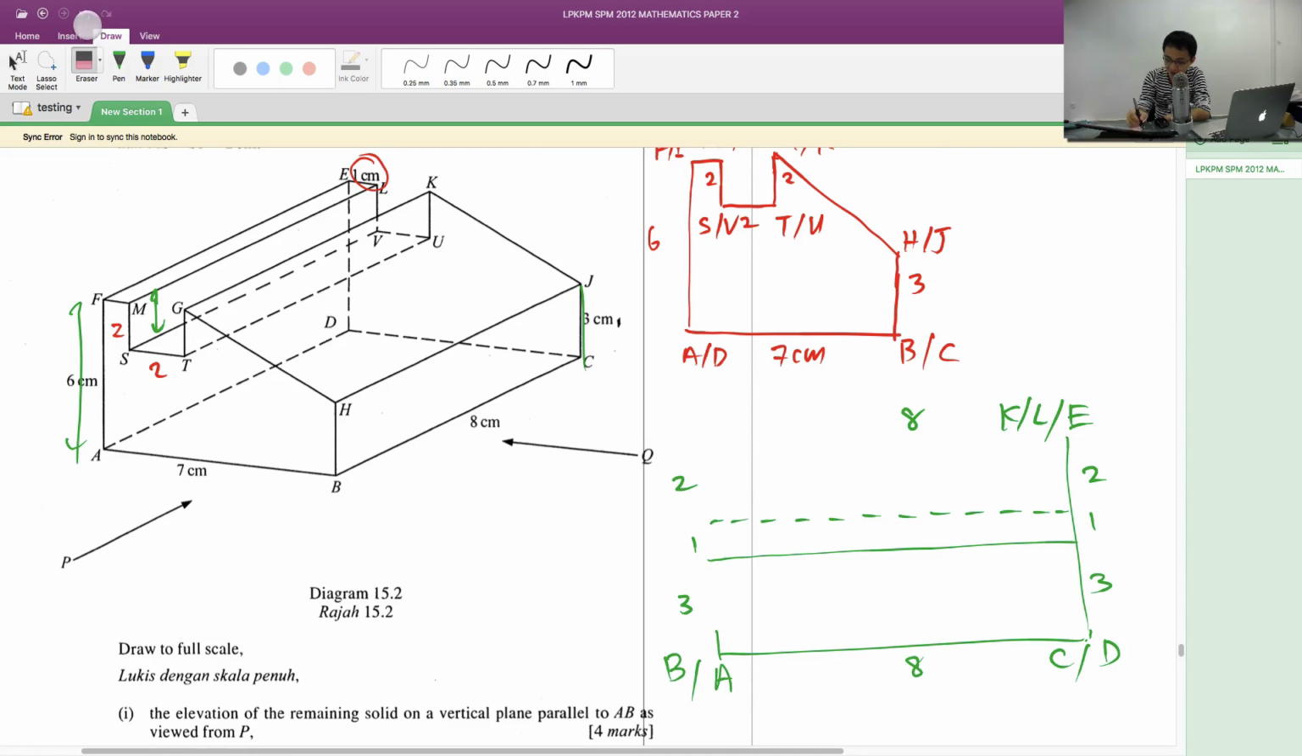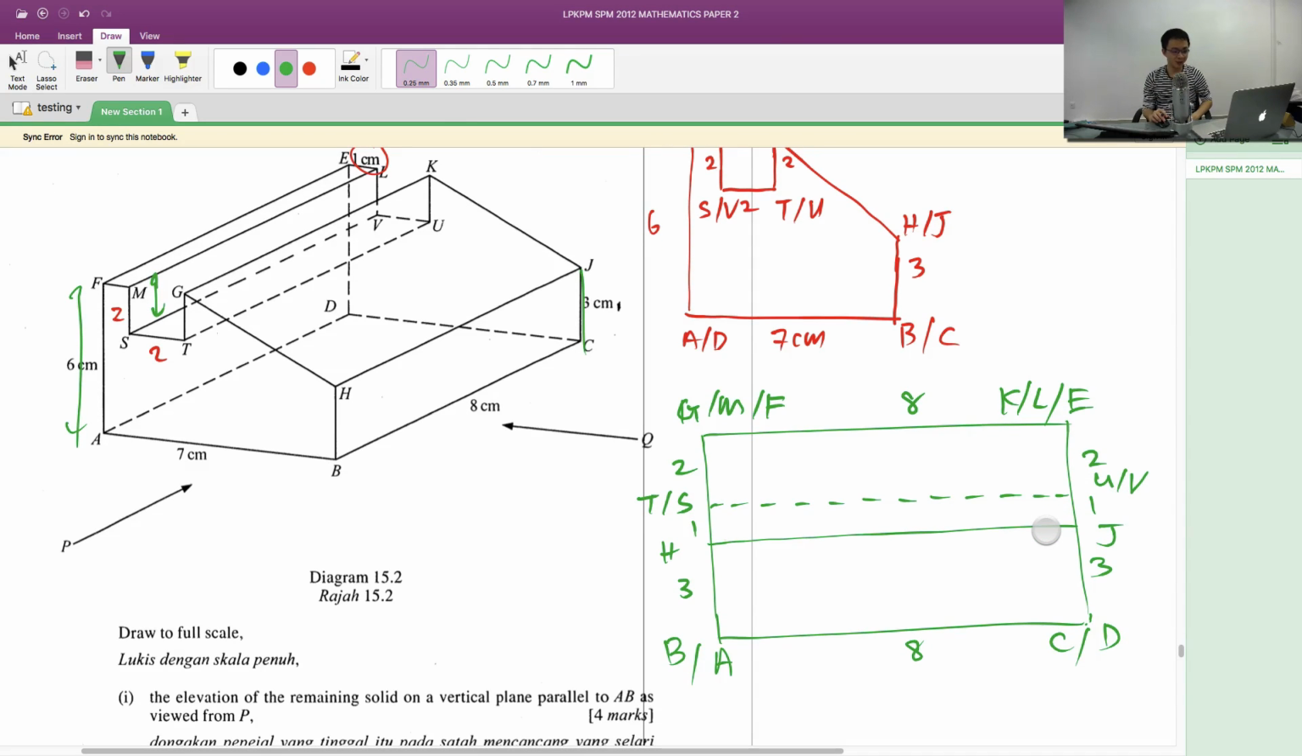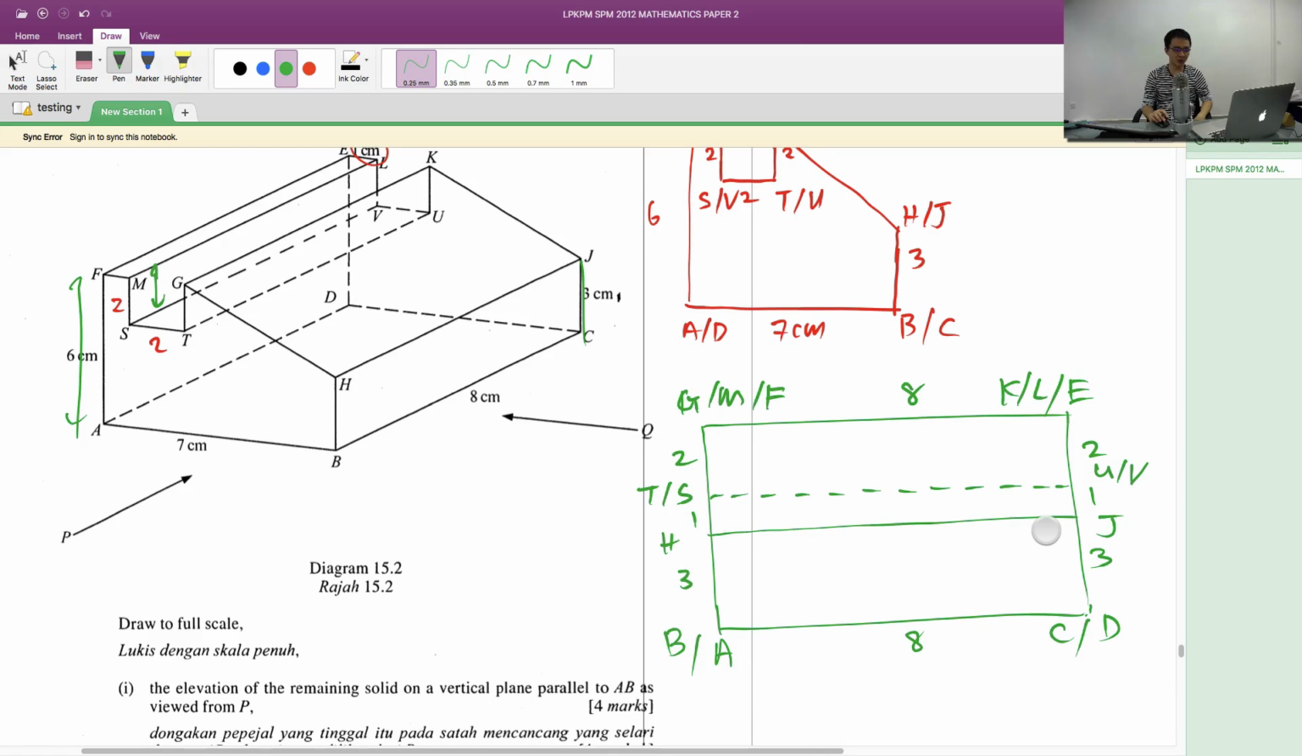Okay, let's do this one. This one will be G first, then M, then F. And then for the blocking one, this one is T, then S. This one is U, then V. And then the middle one is just H and J. Done. Basically this is what you have. For the incline part, you don't need to care, because if you actually watch it from Q, you won't be able to differentiate that.